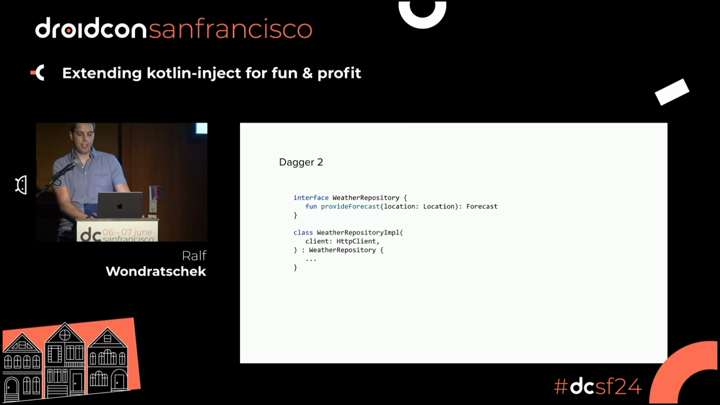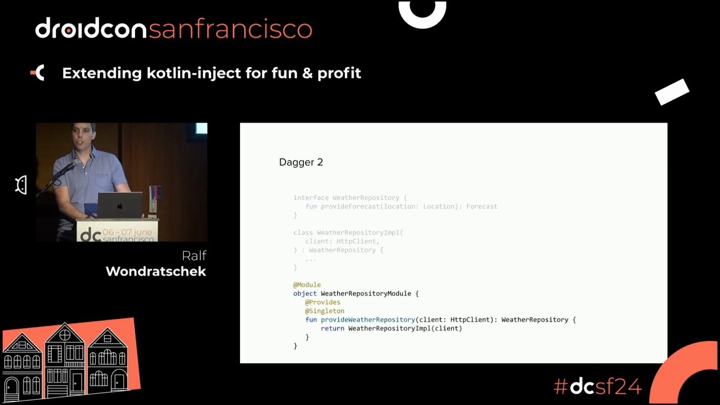Imagine you have an interface like WeatherRepository with an implementation class. On the provider side for Dagger, you usually write a module, like this WeatherRepositoryModule. And then you have a provider method that says, whenever somebody asks for a WeatherRepository, they get a WeatherRepositoryImpl or an instance of this class. Then we also make this a singleton, and then Dagger will automatically cache everything for us in this scope.